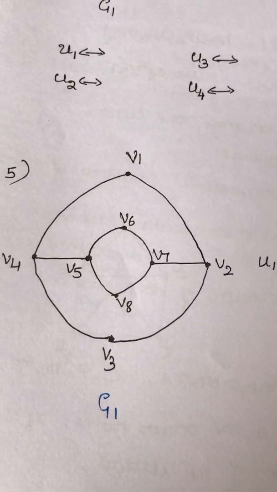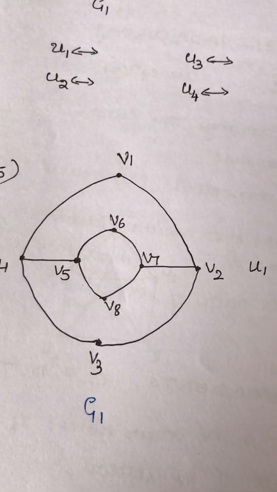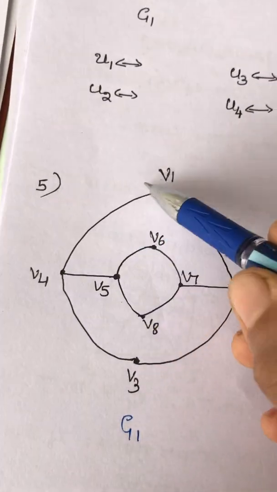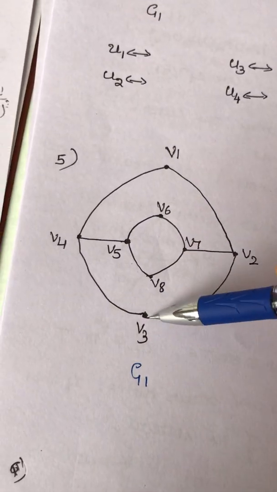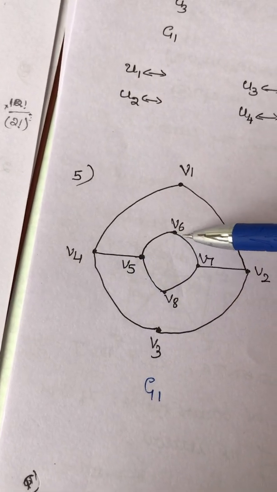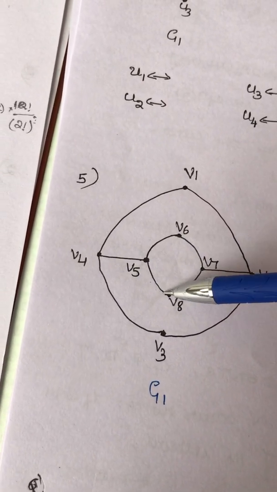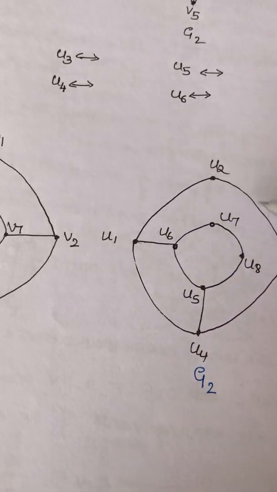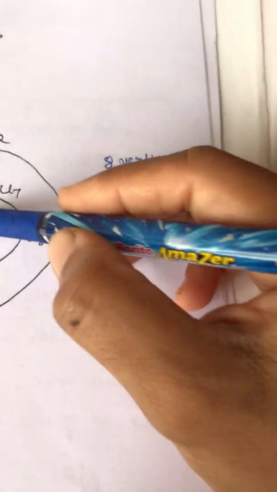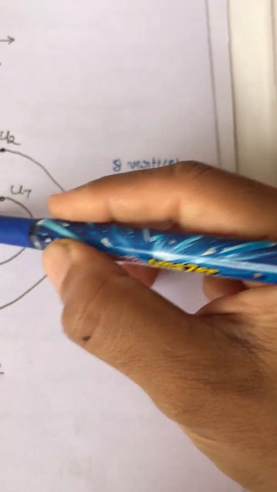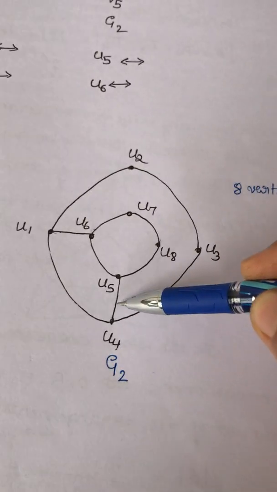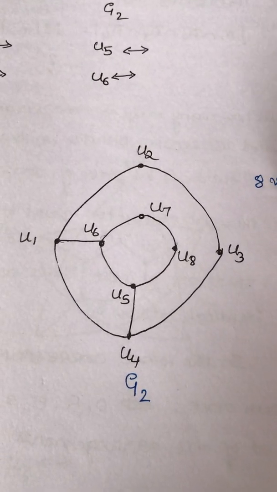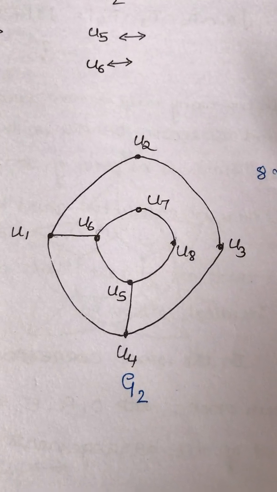Second thing is the number of edges. How many edges are there? You can see there are 10 edges in both the graphs, right? Like 1, 2, 3, 4, 5, 6, 7, 8, 9, 10. And even in this graph the same. So here outward 4 and then here we have 4 and we have 2 more, totally 10 edges in both the graphs.